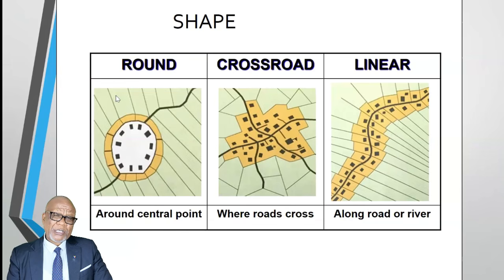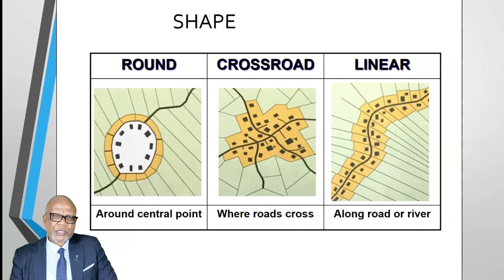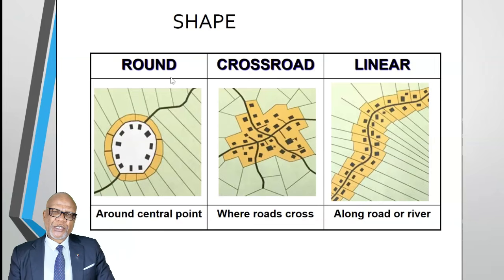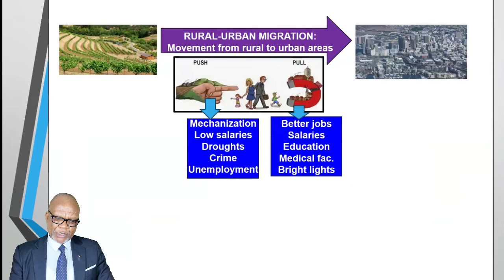Now, when it comes to this linear, sometimes an examiner can ask you, what is the natural feature that influenced the shape of a settlement A or settlement B or C or X? So you must know the natural feature could be a river, or it was along a mountain. It could be that, or now a man-made factor. So you must also be able to answer application questions that you get from your examination.